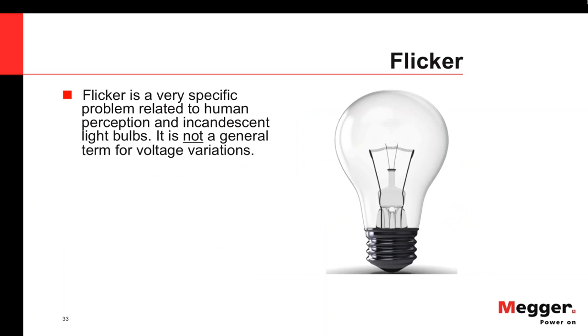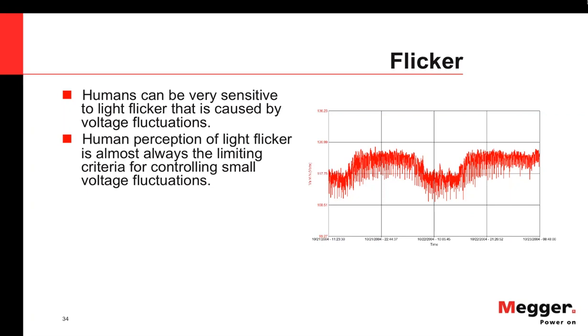Flicker. Flicker is something I get a lot of questions on. Flicker is a very specific problem, and it is related to the human perception of an incandescent light bulb. It is not a general term for voltage variations. When we refer to flicker, we're referring to light variations. And humans can be very sensitive to light flicker, which is caused by voltage fluctuations.